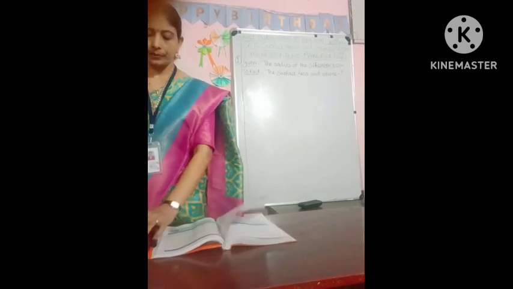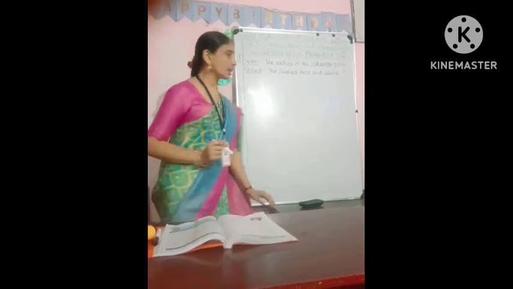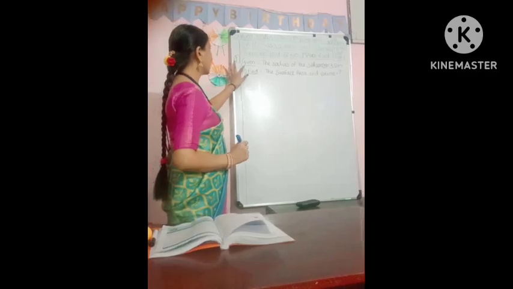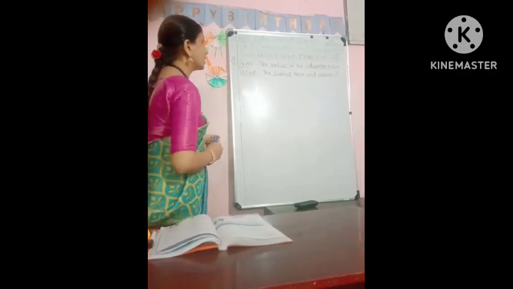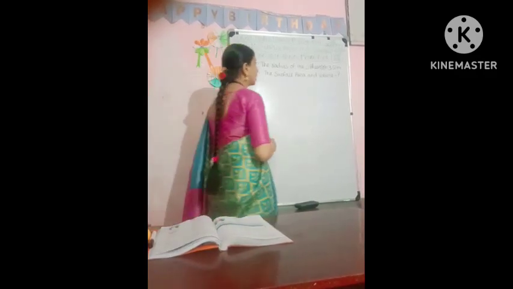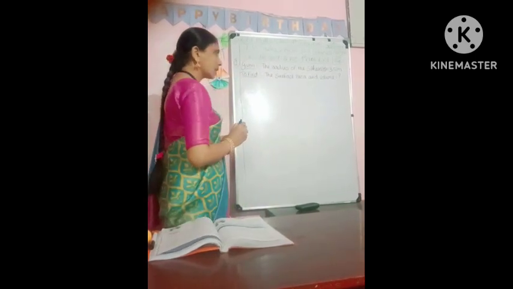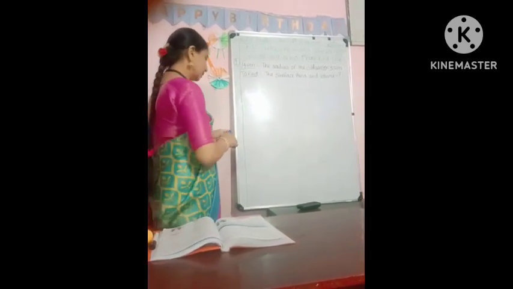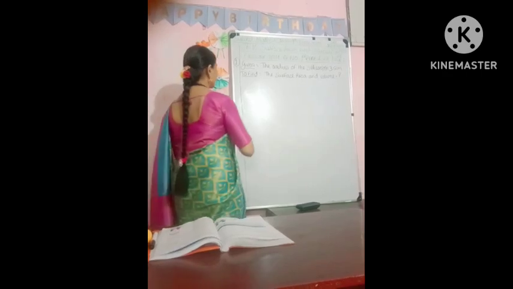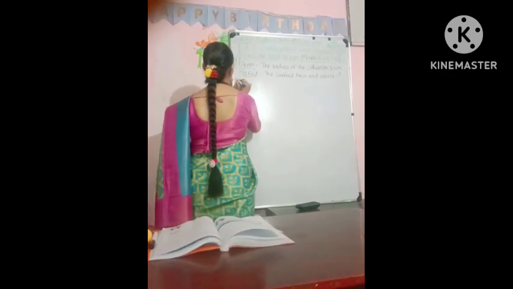Very simple problem. Listen carefully and look at the blackboard. First, write the given data. The radius of the sphere is given, that is 3.5 centimeters. If the radius is given, then you have to calculate the surface area and volume, only these two.